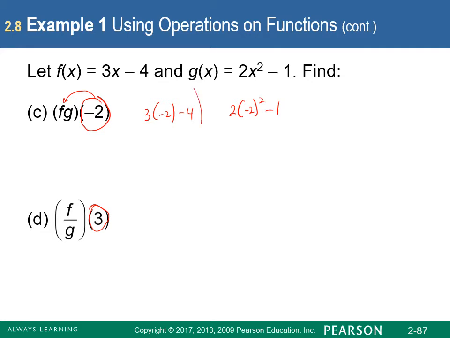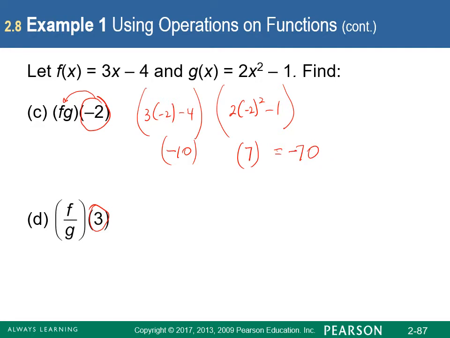When we get each of those, we will multiply. So on the first one, 3 times negative 2 is negative 6, minus 4 is negative 10. In the second one, negative 2 squared is positive 4, times 2 is 8, minus 1 is 7, and negative 10 times 7 is negative 70.